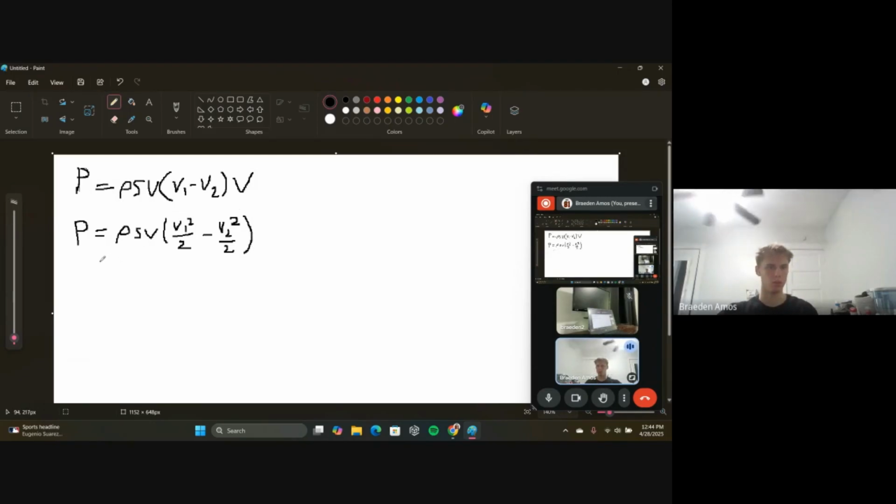Then we can keep going. Rho S times (V1 minus V2) times V2 squared is equal to rho S V over 2, times V1 squared minus V2 squared.